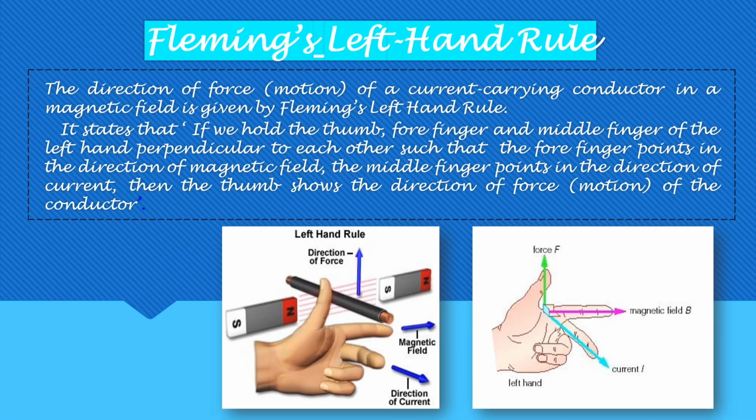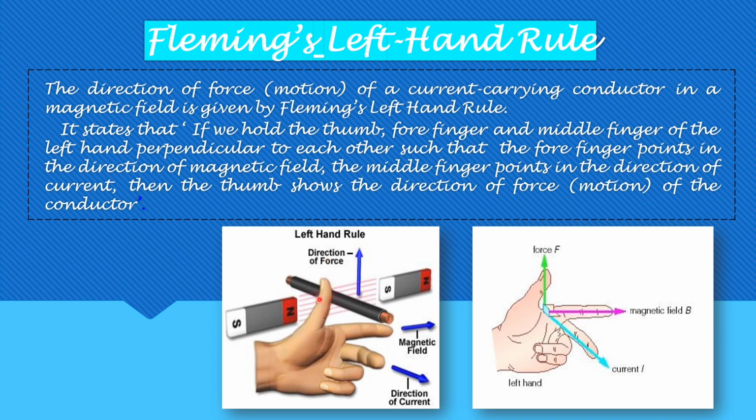Fleming's left hand rule. So here we are going to say the direction of motion of a current carrying conductor in a magnetic field is given by this rule, that is Fleming's left hand rule. Let's consider a left hand. Here the thumb, forefinger and middle finger of the left hand are perpendicular to each other such that the thumb always shows the direction of motion of the conductor. This is the direction of force.